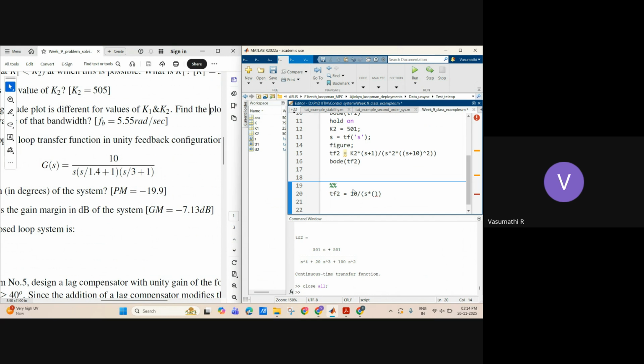Let me calculate it. Maybe that won't be visible in the camera, I'm doing it on my iPad. I will spell it, okay? S into S by 1.4 plus 1 into S by 3 plus 1. I'm taking this 1.4, multiplying with 3 and 1.4 inside. So it will be 1.4 into S into S plus 1.4 S into 0.4 S.